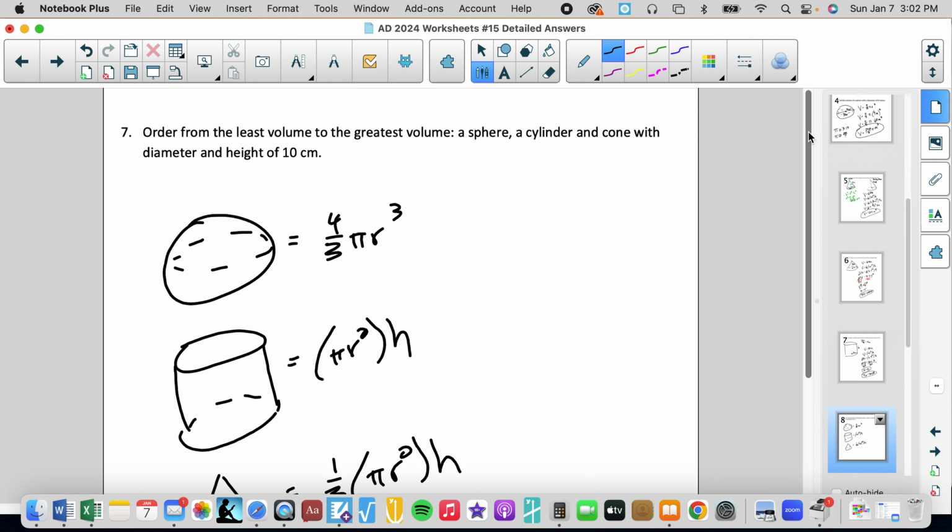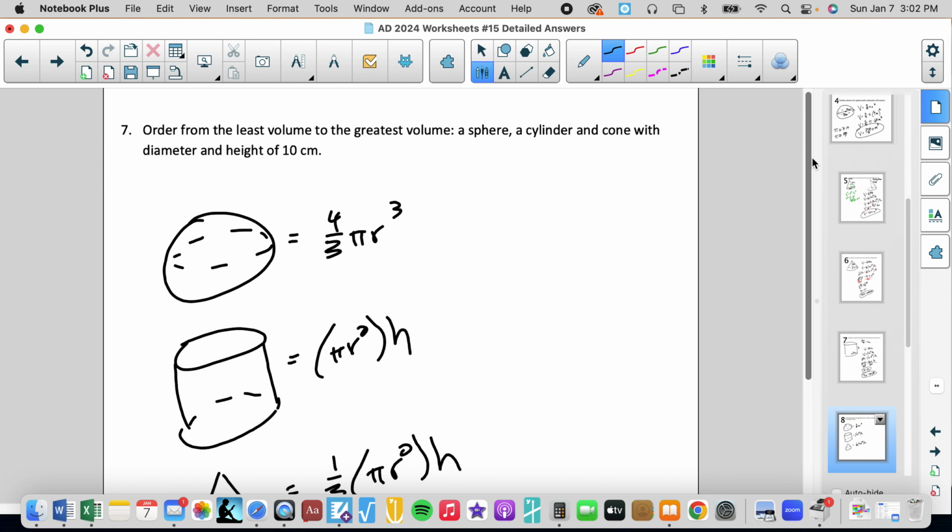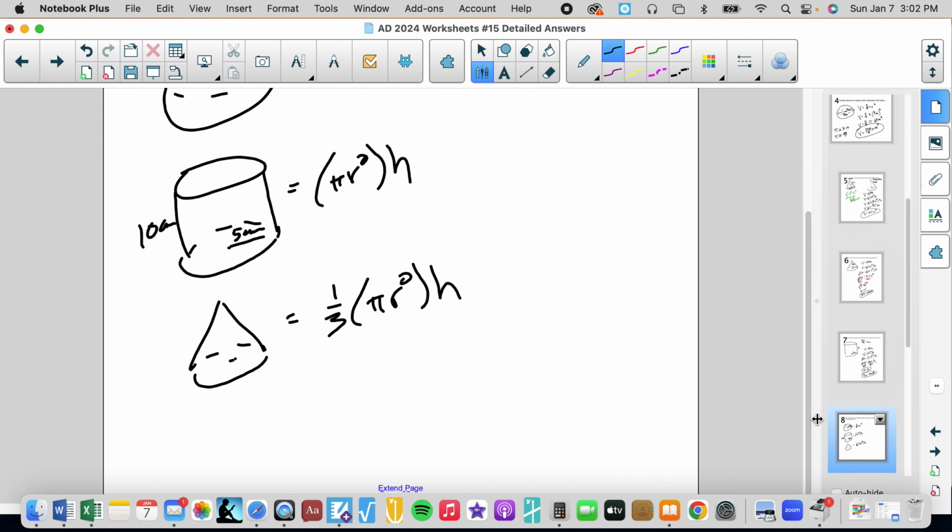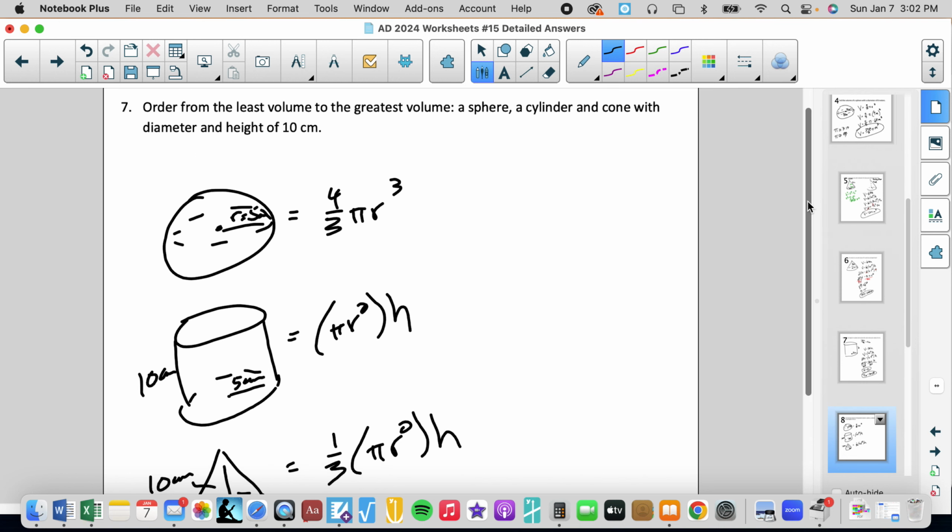Okay, and what information? With a diameter and height of 10 centimeters, so we know the radius is going to be 5 centimeters. Height 10 centimeters, radius 5 centimeters. Height is 10 centimeters. Radius is going to be 5 centimeters. So I'm pretty sure it's going to be, well, it'll be interesting.